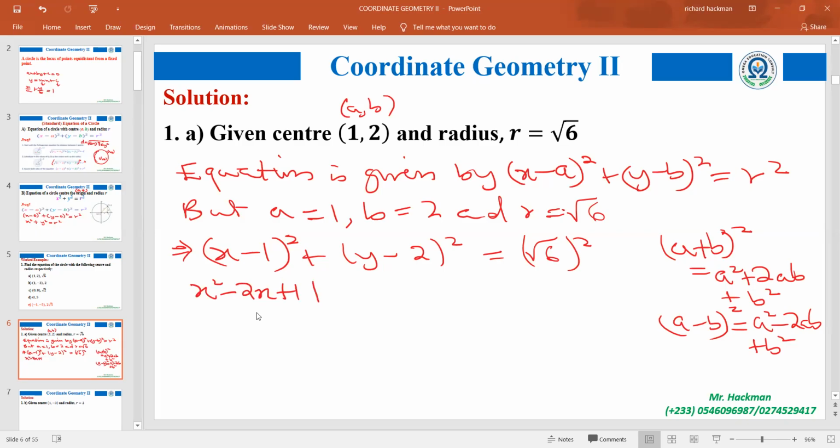Please. Then plus, we do the same here. It will give us y squared minus twice the product of this. So the product of 2 and y will give you 2y. Twice that will give us 4y. Is that clear? Yes, please. Then plus 2 squared, which you know is 4. And that will be equal to root of 6 squared, which is 6.